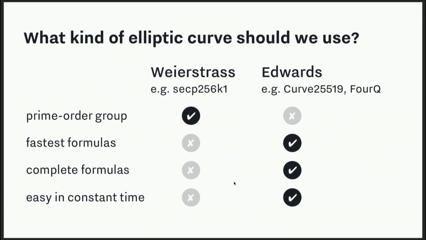So Edwards curves have faster formulas. Those formulas are also complete, so there's no special cases that you have to deal with, and it's pretty easy to implement them in constant time. So those are all pretty big implementation advantages. So you might ask, what's the problem? We don't actually have a prime order group, but there's this small cofactor. What's wrong with that?